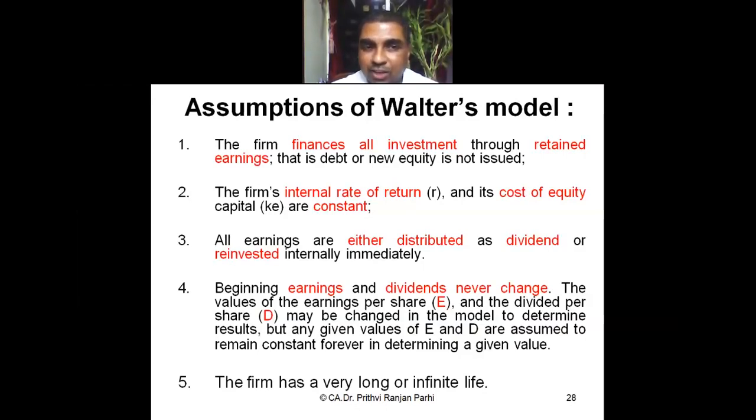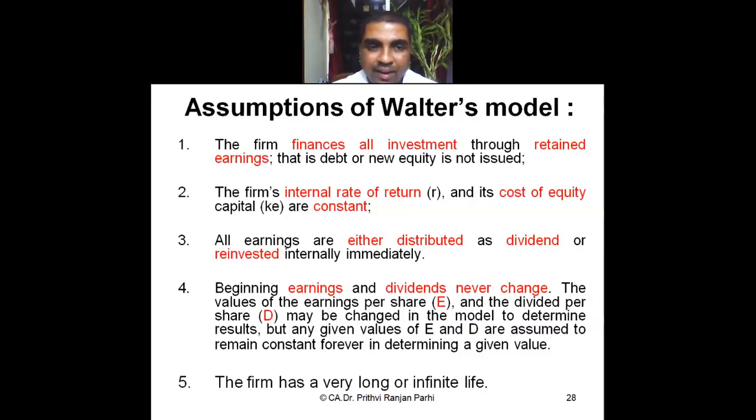The third assumption is that all earnings are either distributed as dividend or reinvested internally immediately. That means earnings will be either distributed or kept as retained earnings. There is no third option. Either I'll distribute or keep as retained earnings, which will be used for the business. Reinvested internally means the firm will use it, not external investment. The firm will not give it to outsiders. The firm will use it for its own purpose.